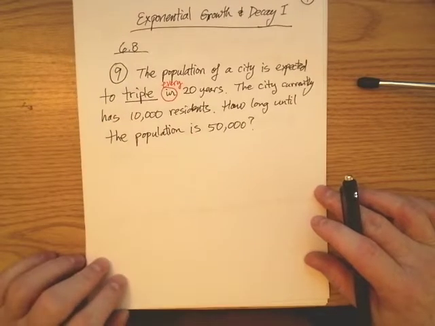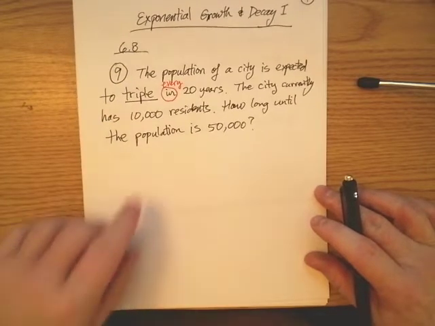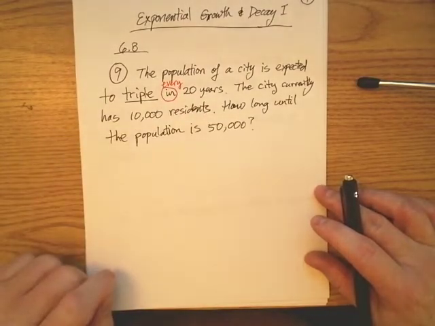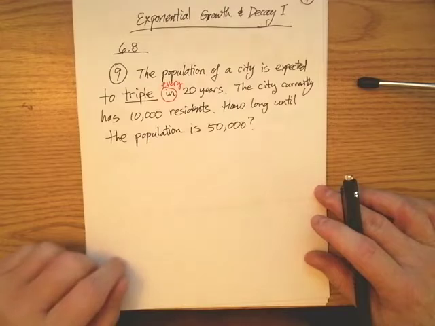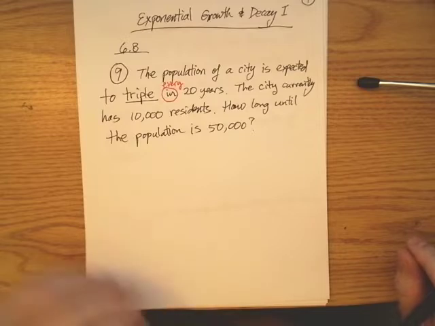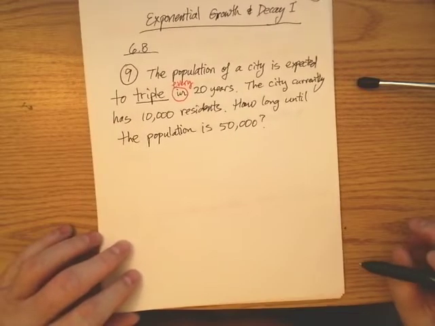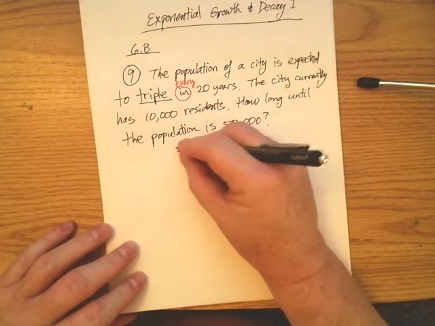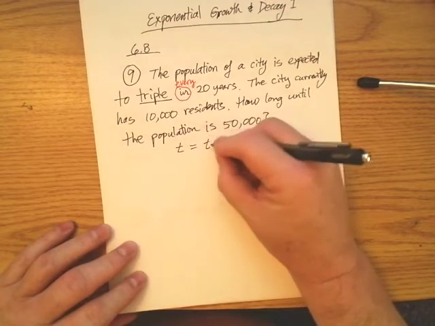The population of a city is expected to triple, I've written in here, every 20 years. The city currently has 10,000 residents. How long until the population is 50,000 people? Okay, here's what we're going to do here. The first thing we see, the independent variable here is going to be what? Time. So we're going to see t is time in years.